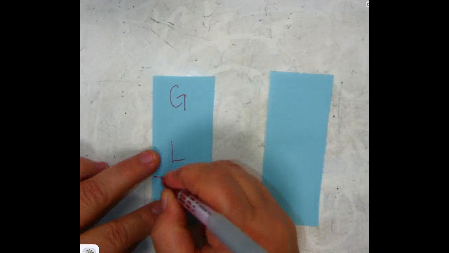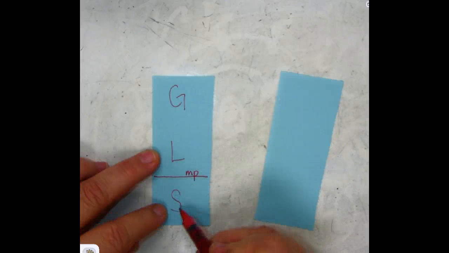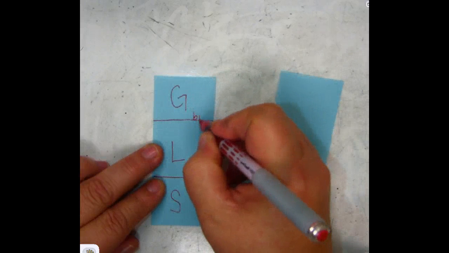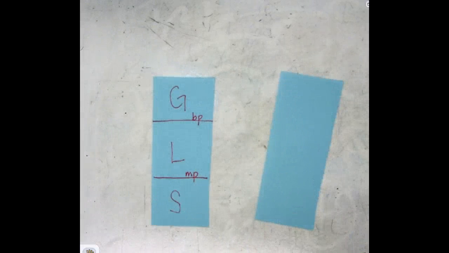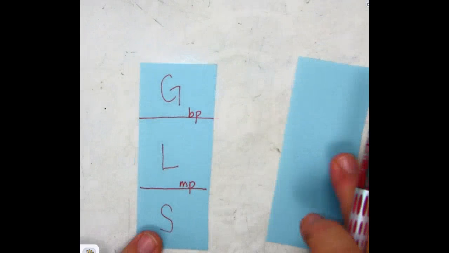Now, in between a solid and a liquid, we have the melting point, okay? So the melting point is the point at which a solid becomes a liquid. And then we also have the boiling point. I'm just going to put MP and BP, okay? And the boiling point is the point at which a liquid becomes a gas, okay?